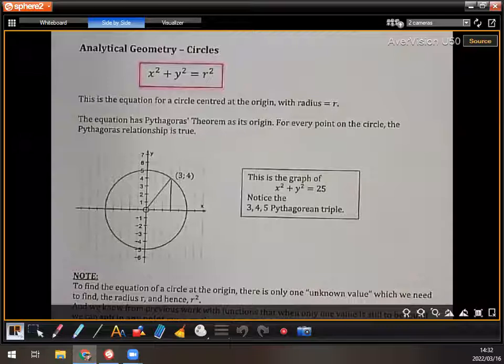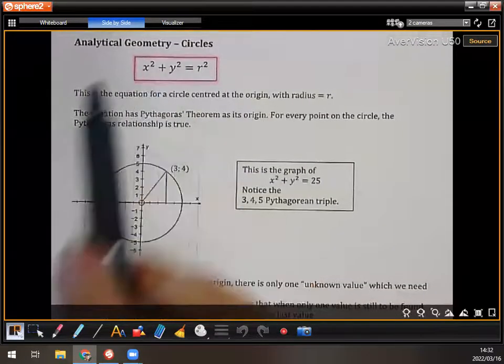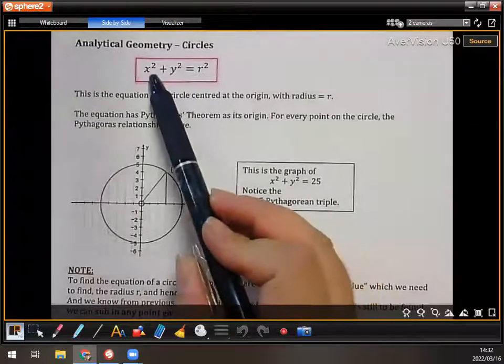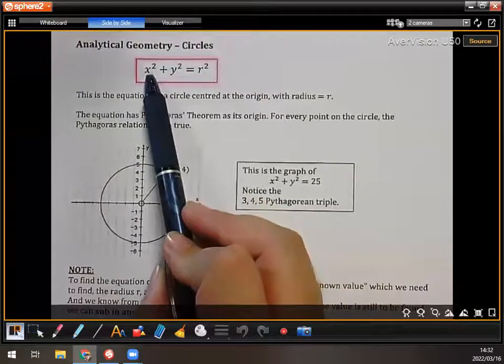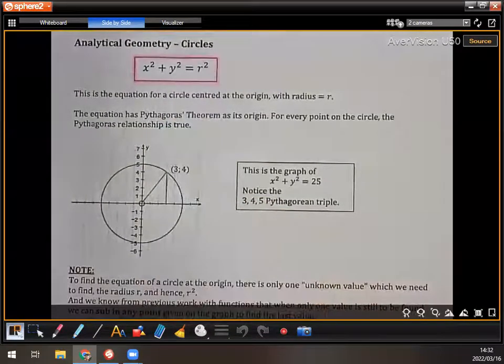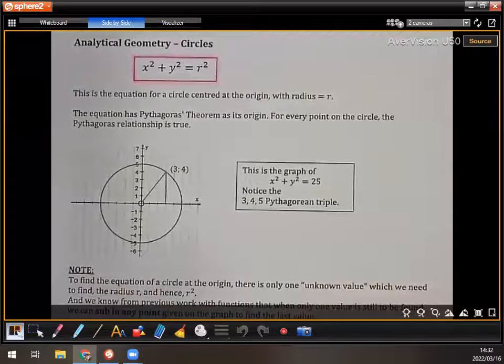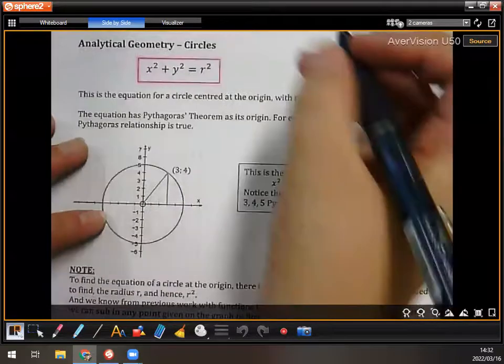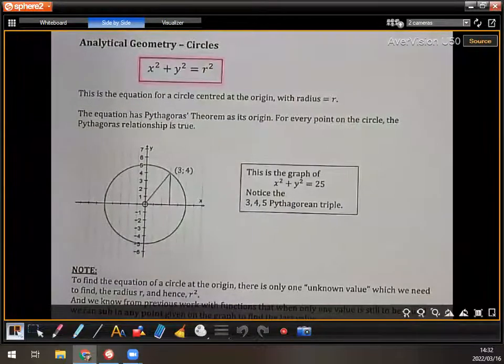Okay. Now, this little bit is basically explaining where the formula comes from. You don't have to worry about that. You're never going to be asked to prove it. You have to know this formula and you have to know what it means. All right? X represents X values. Y represents Y values. And the R is the radius of the circle. All right, so it does say that there, but yeah, let's highlight that.